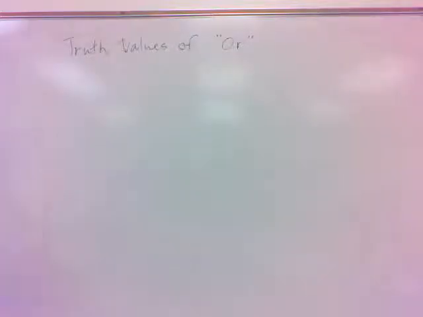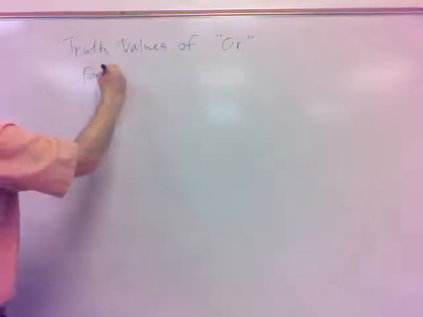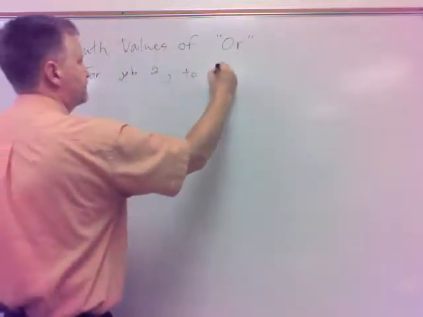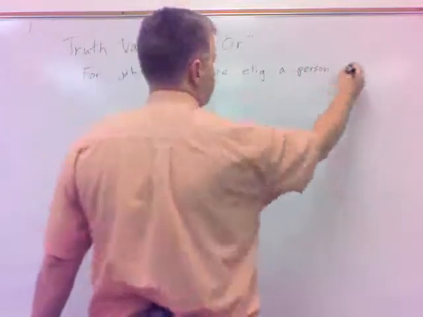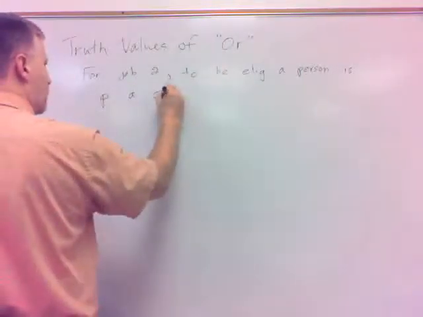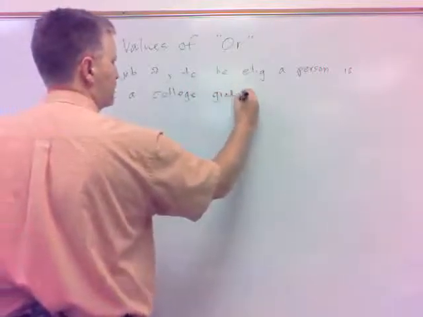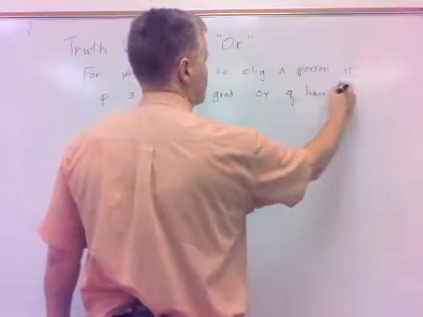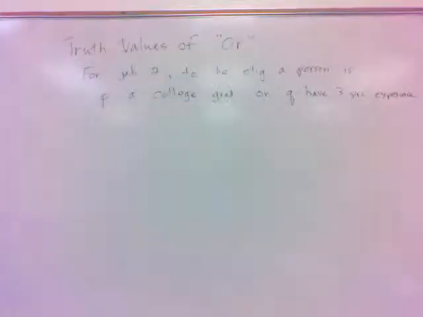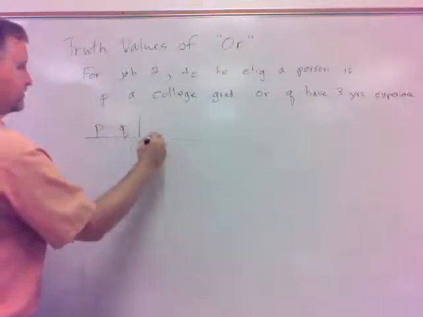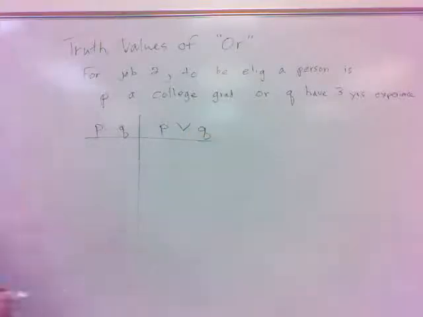All right, so we're doing the or statement. The symbol is the V shape. Let's say for job number 2, we have another job opening. To be eligible, a person must be, let's say P, a college graduate, or Q, have 3 years experience. A little different, isn't it? So the person coming in either has to be a college graduate or have 3 years experience. That's a little different than the and. So let's go through the scenarios like we did with the and statement, in the same order.